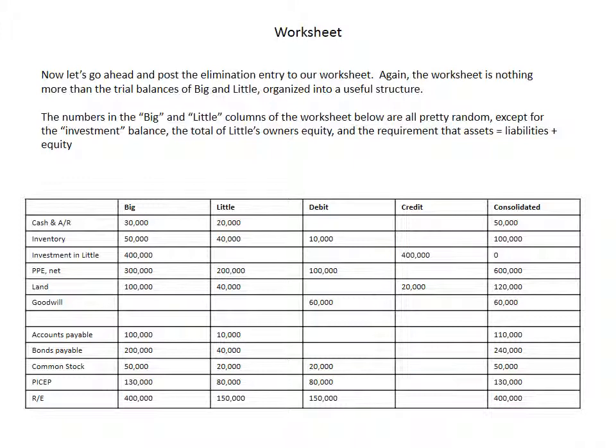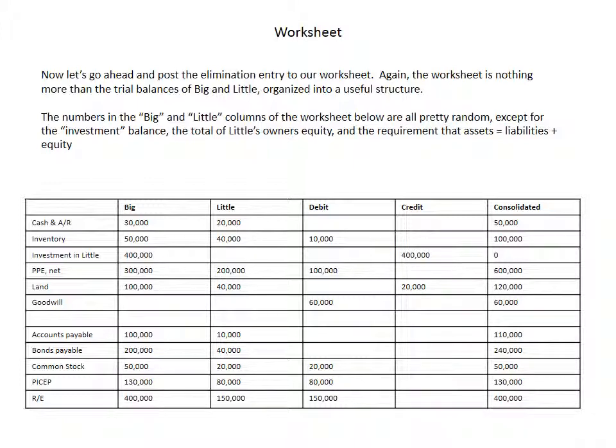For the land account, as reported, is $100,000 for Big, $40,000 for Little. And again, in the case of land, it was overvalued, so we credited or reduced the land account by $20,000, giving us a net consolidated total of $120,000. $100,000 plus $40,000 less $20,000. Finally, the goodwill doesn't exist on Big's balance sheet. It doesn't exist on Little's balance sheet. It gets created solely for the worksheet, solely for the consolidated balance sheet. So we put a $60,000 debit to goodwill on the balance sheet.